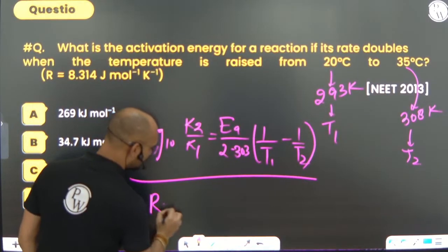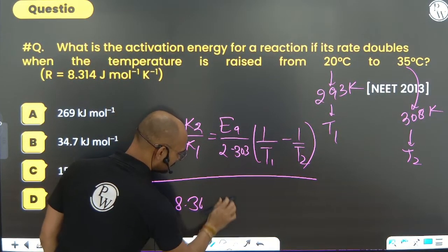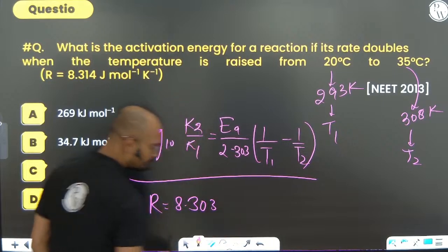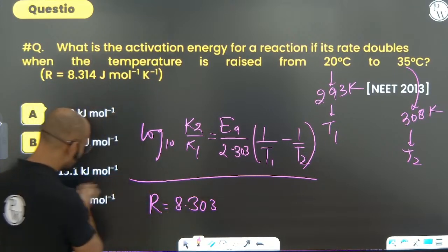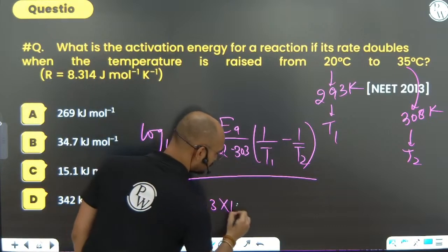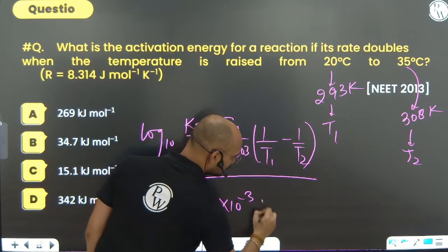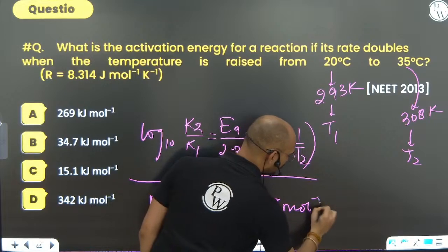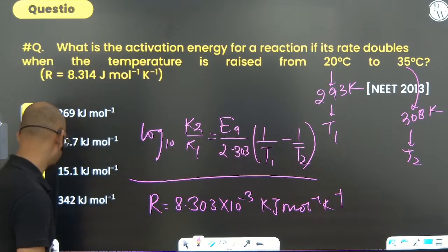Okay, now here what will the R value be? R will be 8.303. 8.303 what? Because it is in kilojoule, all the values are given in kilojoule, into 10 to the power minus 3. So it will be kilojoule per mole per Kelvin. Not a big deal, put these values, get the answer.